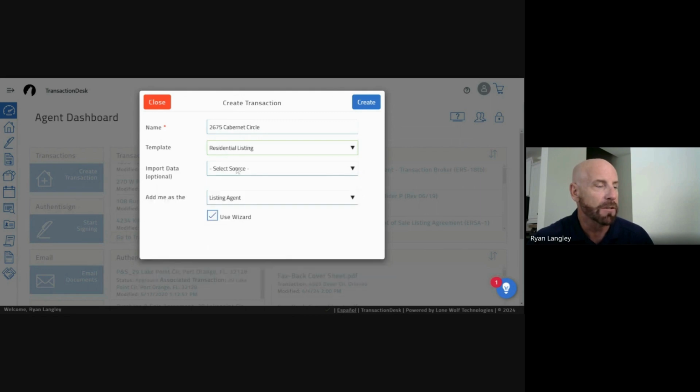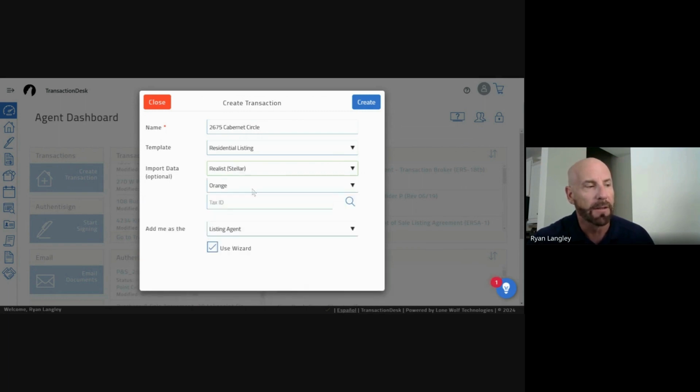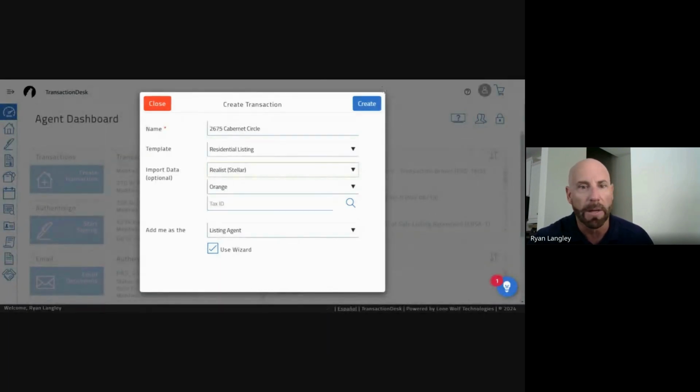Residential listing, let's do. Import data, select source. Use Realist Stellar, and it is going to ask me, it is in Orange County, Florida, for the tax ID, which I've already looked up on the Orange County Property Appraiser, which I'm not sharing with you guys because it's not popping up on the screen, but I already have the tax ID, which I got from there. And there we go. Everybody see that okay? All right, there we go.